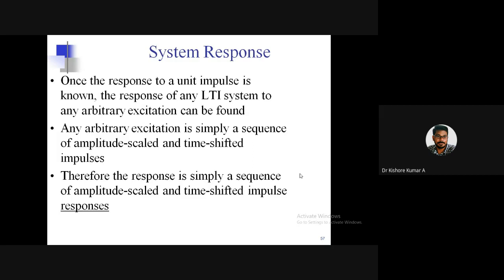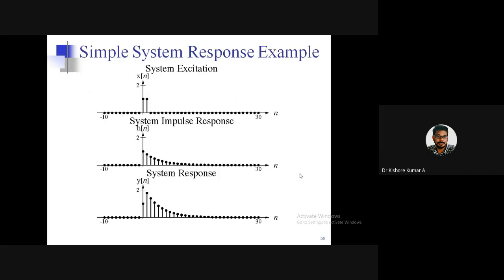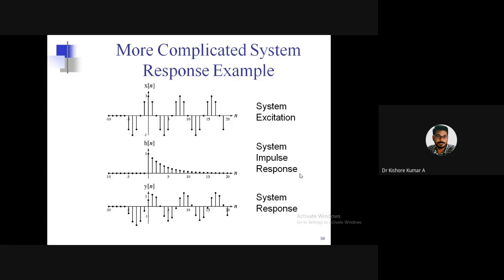Thus the response is simply a sequence of amplitude-scaled as well as time-shifted impulse responses. Based on this, you can get the system response. See here, these are simple examples of system excitation, system impulse response, and system response for the corresponding values of n. And more complicated systems, in terms of system excitation, system impulse response, and system response, can be overviewed here.